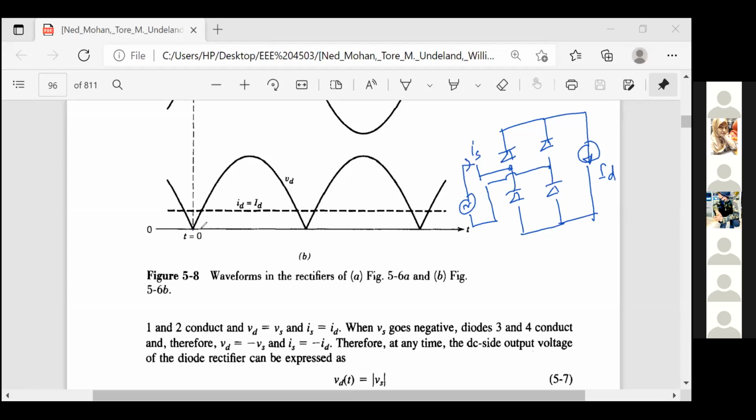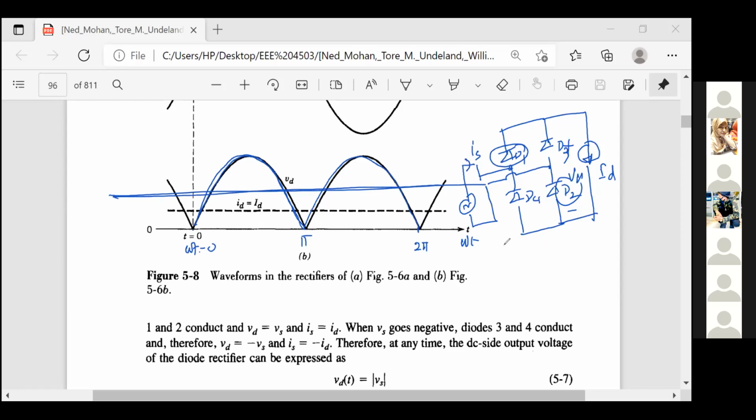So okay, this is your D1 and this is your D2 and this is your D3 and this is D4. So D1 and D2 will be conducting for the positive half cycle, and your output voltage VD will be just Vs. And then in the negative half cycle, we will see that it will be just same as the resistive load. Suppose this is pi and this is your twice pi, if it is omega t, and suppose your omega t equal to 0 here. And if we take the average value of this one, you know that average value will be 0.9 Vs, right? Where Vs is the RMS value of the input voltage.